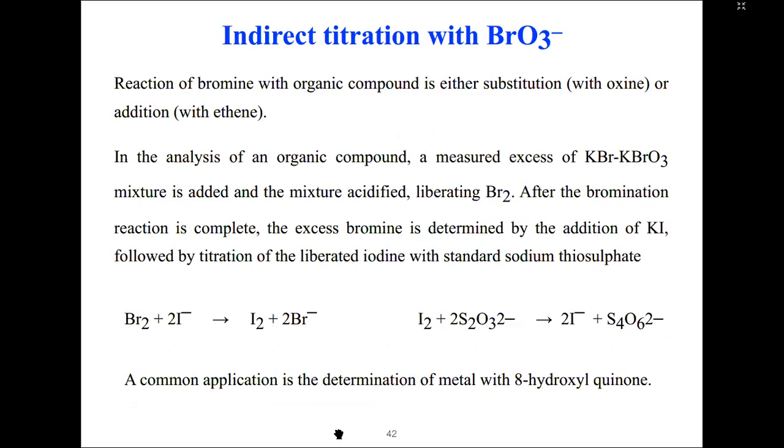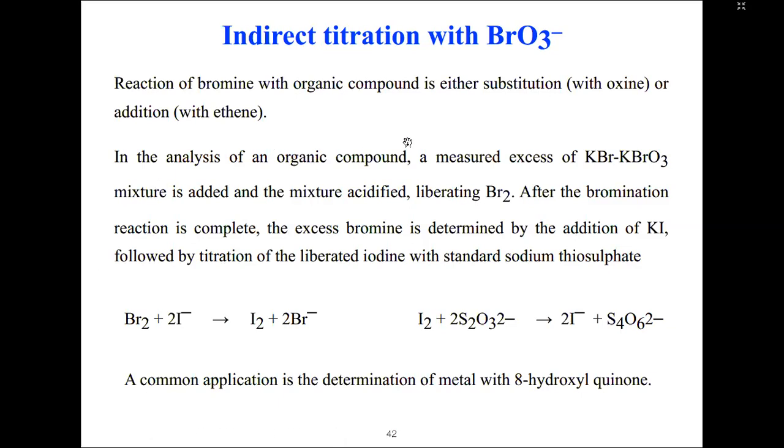Reaction of bromine with an organic compound is either substitution, so it will substitute some other species, or addition, where you add bromine. Substitution would be, for example, bromination of benzene, which is a substitution reaction. And if you use addition, for example, bromination of ethene, then that is the addition reaction, right? So what do you do? This is the procedure here.